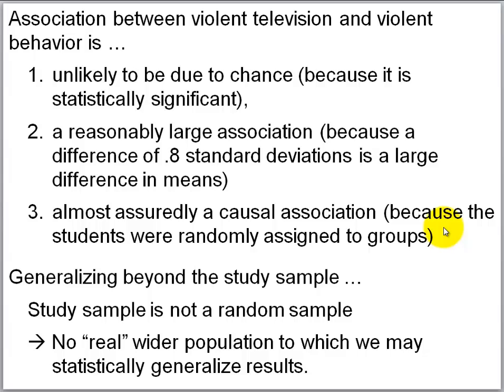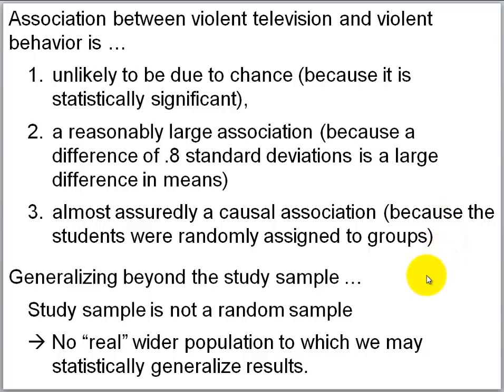In other words, the difference in means between the violent and nonviolent groups is almost assuredly due to the intervention, that is, to the violent TV versus the nonviolent TV. The fact of random assignment has ruled out confounding variables.